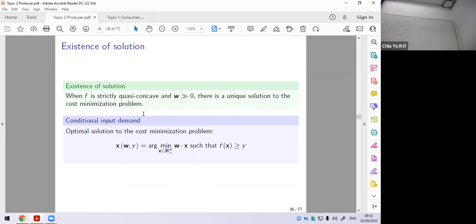So the solution exists already because we have a strictly concave production function, and this follows directly from the consumer problem. So this guy is the conditional input demand.